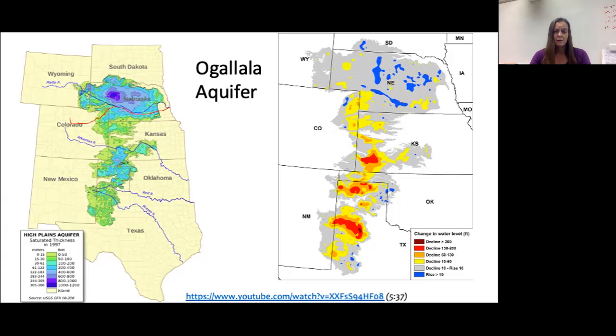And so the Ogallala Aquifer is in danger of being used up, of being completely depleted. And even where it's not completely depleted, farmers and people are having to dig deeper and deeper wells just in order to reach the same water that they were able to reach in the past.